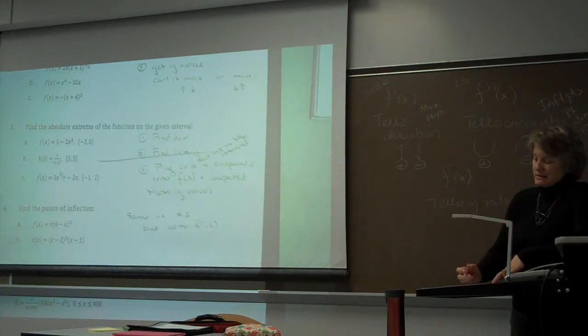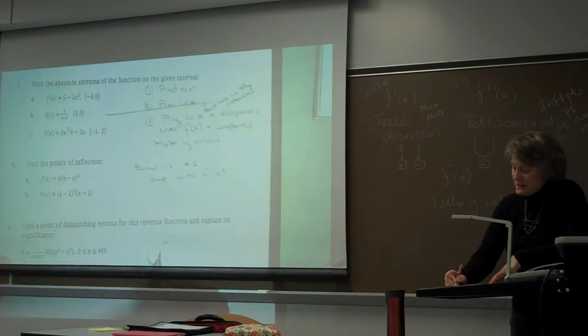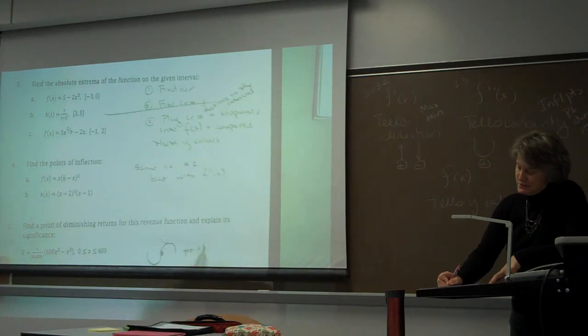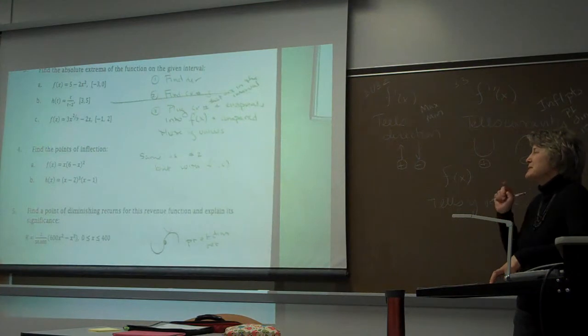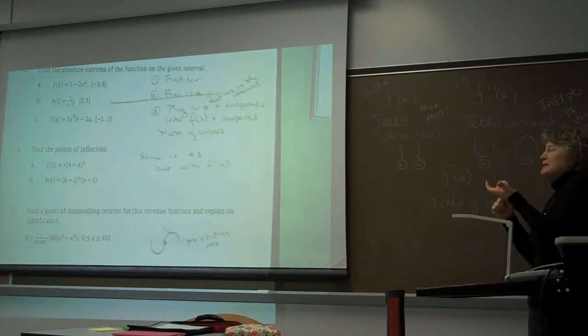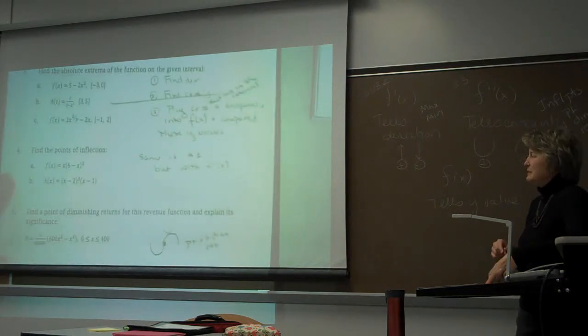Okay, so that's going to flow down to this, but it's got to go from up to down to be a point of diminishing returns. Point of diminishing returns is an inflection point, but it's an inflection point that only goes up to down, not the other way. So if it doesn't go positive and then negative, it's not a point of diminishing returns. It's just an inflection. So this is section 3.3.